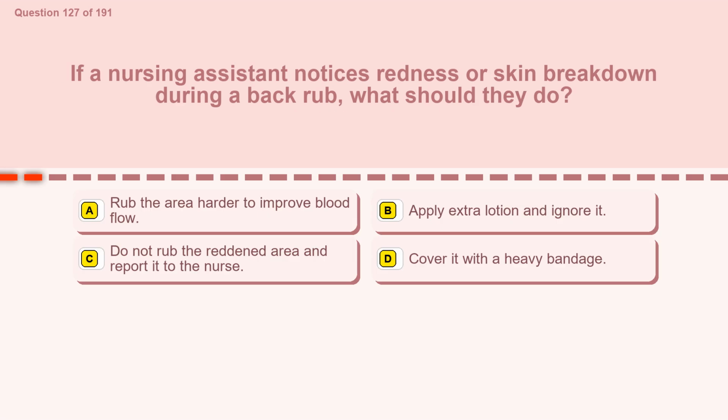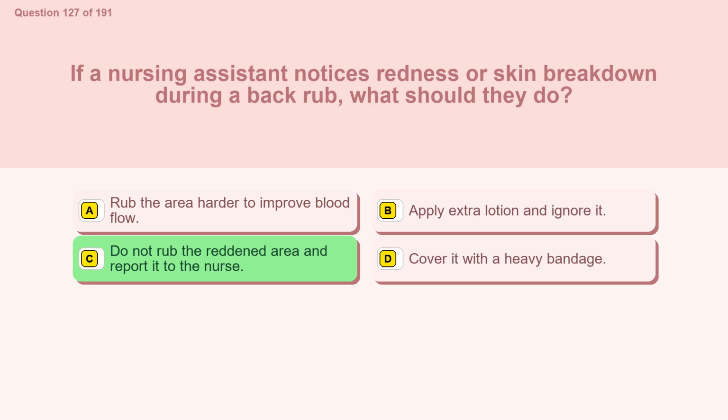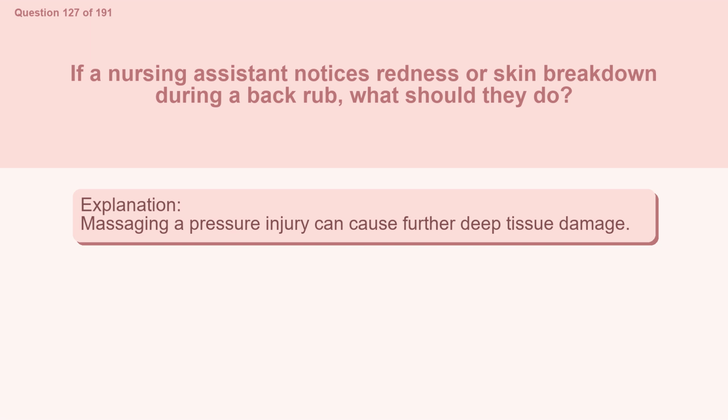Question 127. If a nursing assistant notices redness or skin breakdown during a back rub, what should they do? Option A, rub the area harder to improve blood flow. Option B, apply extra lotion and ignore it. Option C, do not rub the reddened area and report it to the nurse. Option D, cover it with a heavy bandage. The correct answer is option C, do not rub the reddened area and report it to the nurse. Massaging a pressure injury can cause further deep tissue damage.